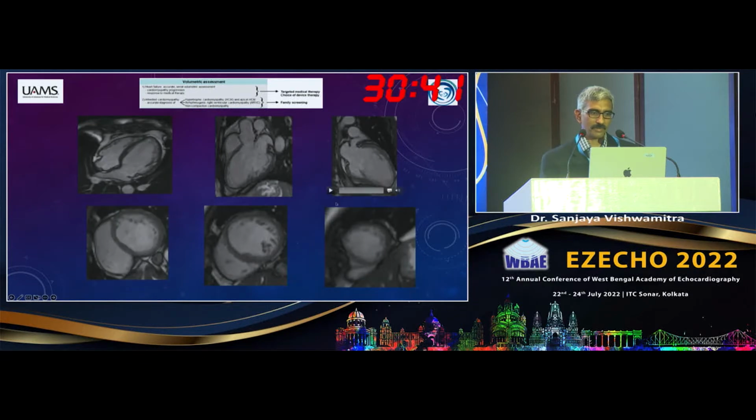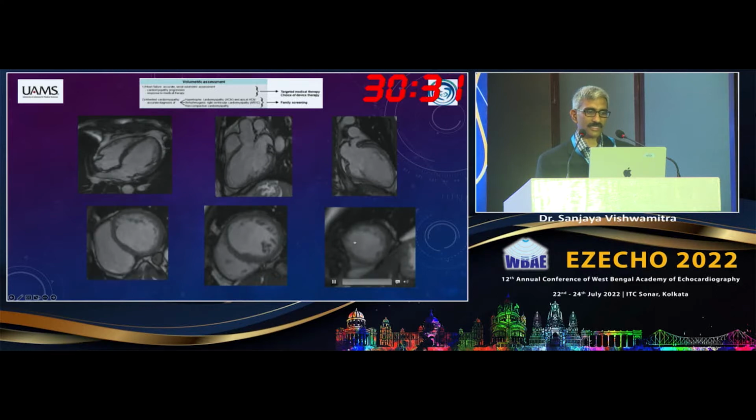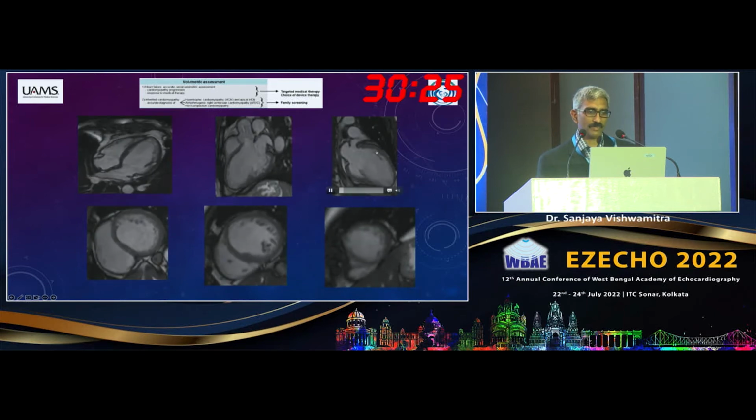So let's look at a couple of cine views to see how this might be in terms of volumetric assessment. What you can see in this patient is, again, the standard short axis views that you're very familiar with. You have the 4-chamber view, the 3-chamber view, and the 2-chamber view, and you can see that there is decreased contractility, almost akinesia of the anterior wall and the apex of the left ventricle.